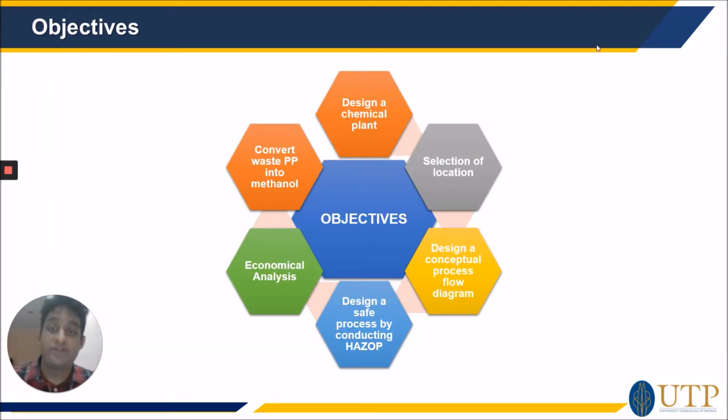So the objectives are, the aim of the project was to design a plant that can convert waste PP into methanol. The first objective was to design a chemical plant that is feasible for the conversion of PP to methanol. The second objective is to choose the most suitable location for the plant in Malaysia. Next is to design a conceptual flow diagram to obtain methanol. Besides that is to design a project that is safe to the environment by conducting hazard analysis. And lastly is to conduct the economic analysis of the project.